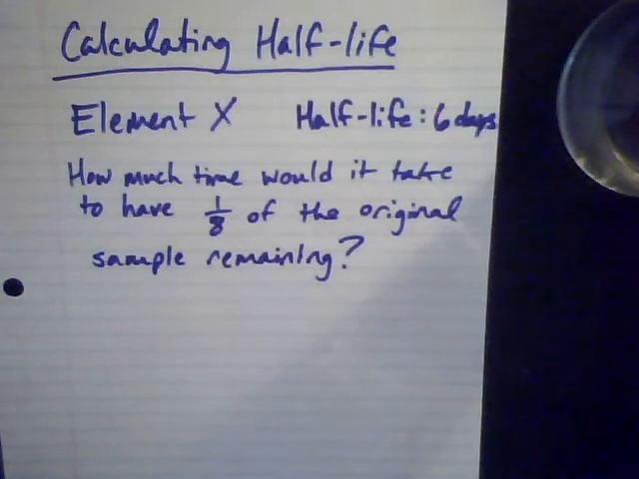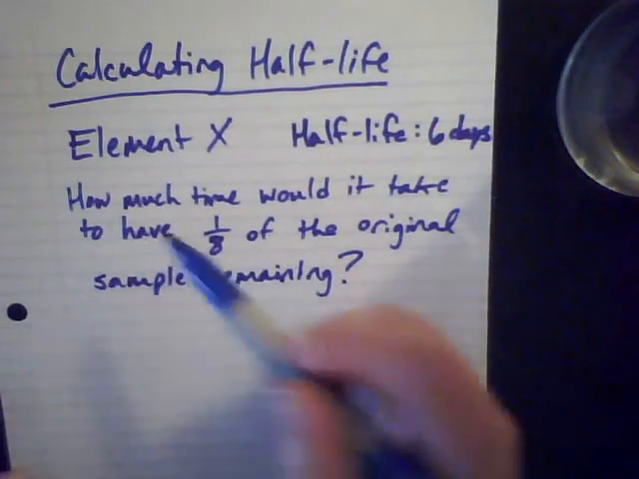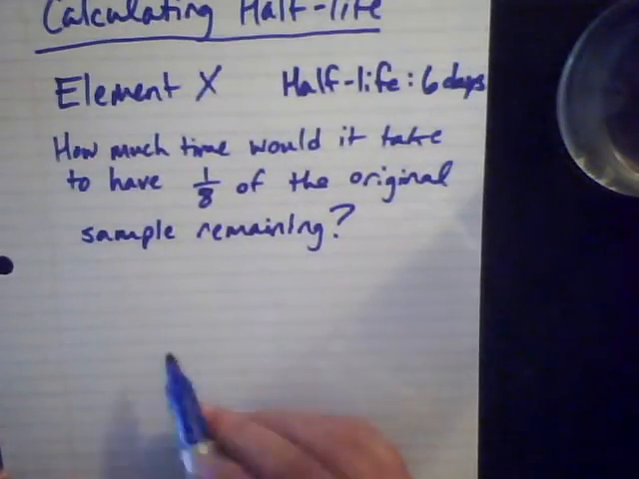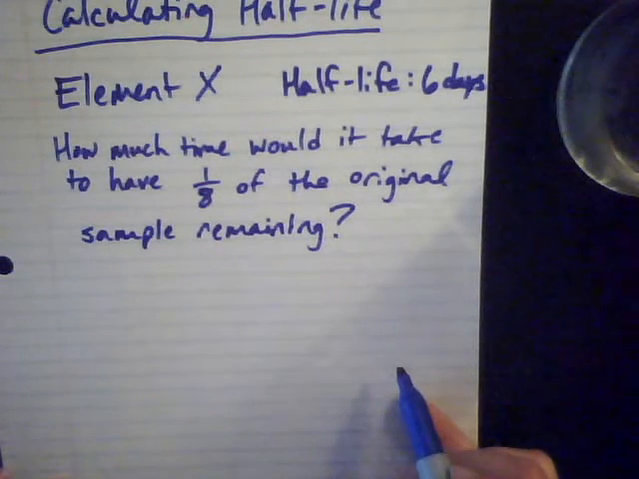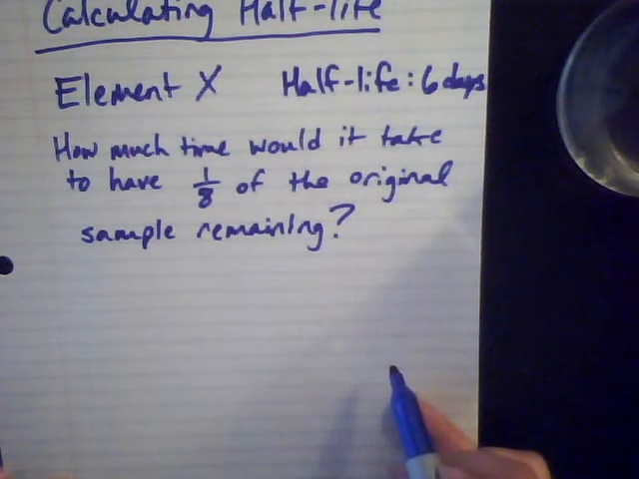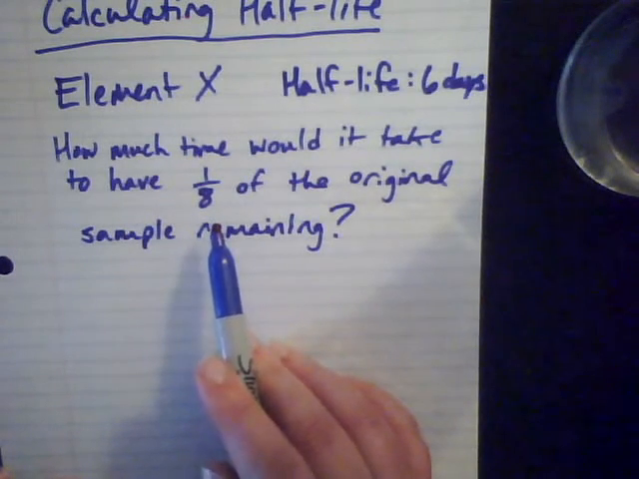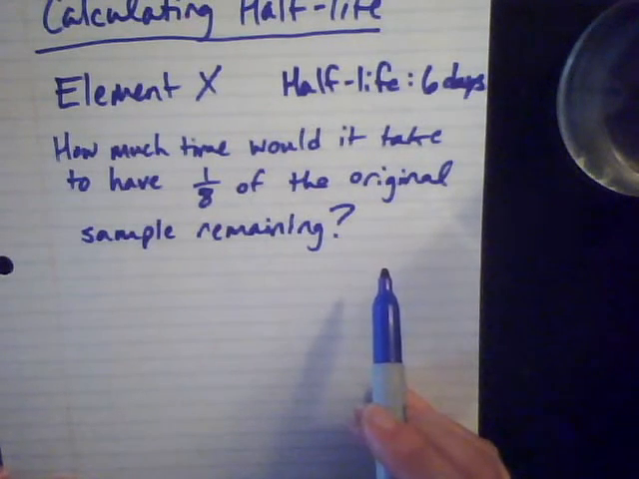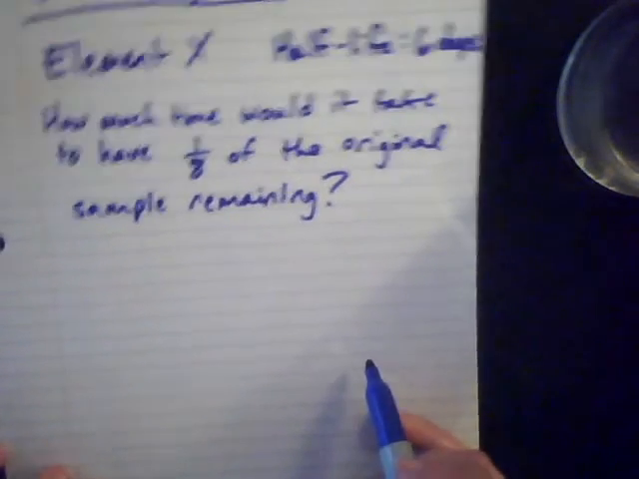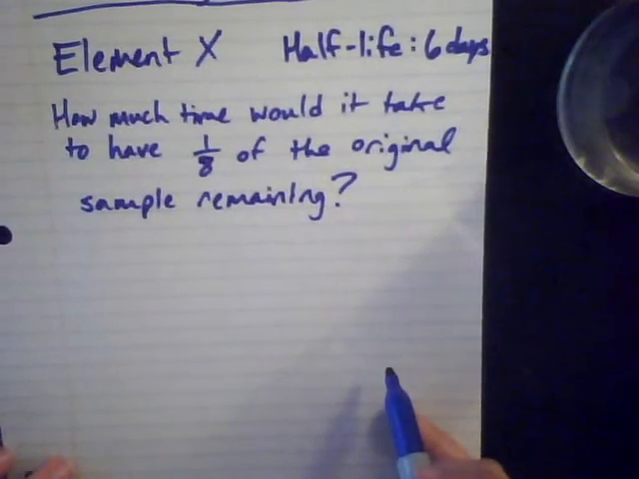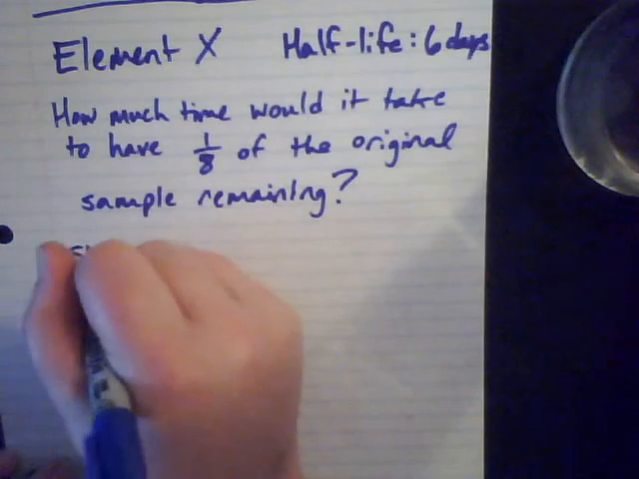Okay, so we have element X, we have a whole pool of element X, and then over a period of time it's going to radioactively decay, and so I want to know how long it's going to take to have 1/8 of the original sample left over. Okay, does that make sense? So one easy way to set up a problem like this is to start at time 0, or your start time.